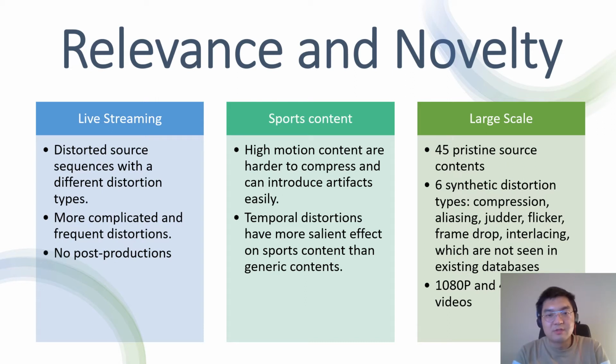Also, temporal distortions, which are more common in the live streaming case, can have a more salient effect on sports content than generic contents. For example, judder, which is a type of distortion, may have a more jerkiness effect on the motion of a player or the motion of the ball.